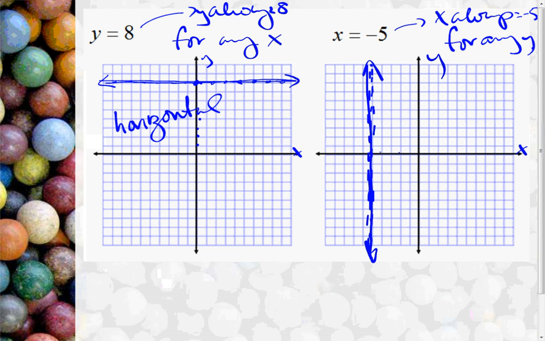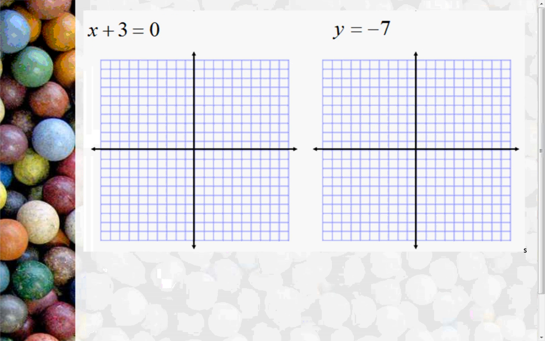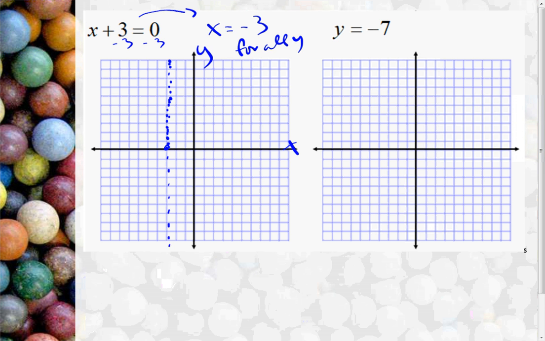Very, very good. Sometimes you may have to solve for x. Oh no! Whatever will I do? Oh, guess what? Subtract 3. Where's x equal to negative 3? Right here, for all y. Oh, look. This y and this y and this y. Everybody gets x equals negative 3. It's like going to Oprah. You get a negative 3, and you get an x equals negative 3, and you get an x equals negative 3.